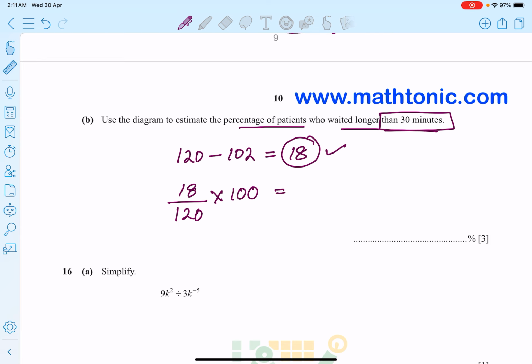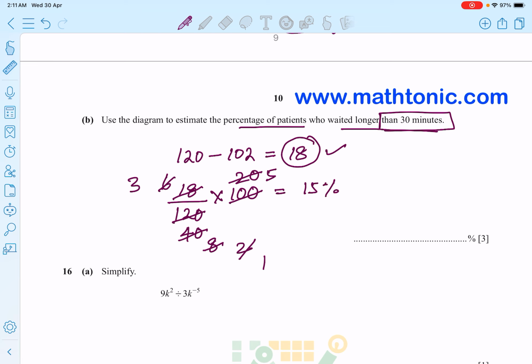So how to simplify this one? We can do it like this. I can do 3 times 6, and this should be 3 times 40. Okay. I can do 5 times 8, and this is 5 times 2, 10, 20. So we can do it like this: it is 4 times 5, it will be 4 times 2, and it's 2 times 1, and this is 2 times 3. So we can say that 5 times 3, that is 15%. Did you get it, everyone?